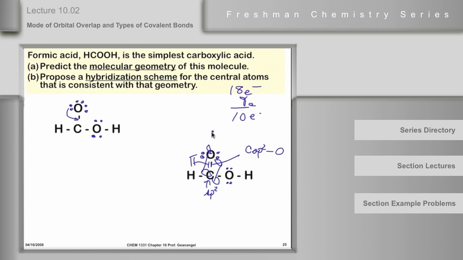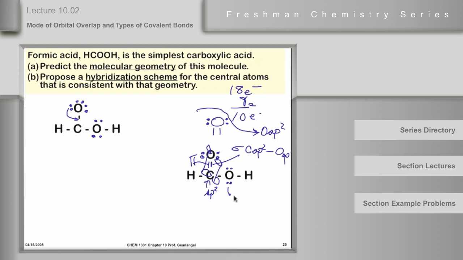Oxygen. What will oxygen be? How many electron groups around the oxygen? How many? 3. 3 electron groups around the oxygen, so it will be oxygen sp2. So carbon sp2 for the sigma bond, oxygen sp2. And that's where the extra p orbital comes from. So that would suggest, if this carbon is sp2, that this whole part of the molecule is flat, because sp2 hybrid orbitals are flat.